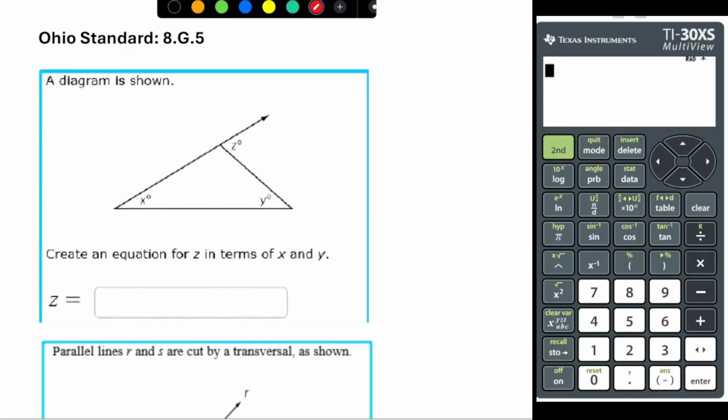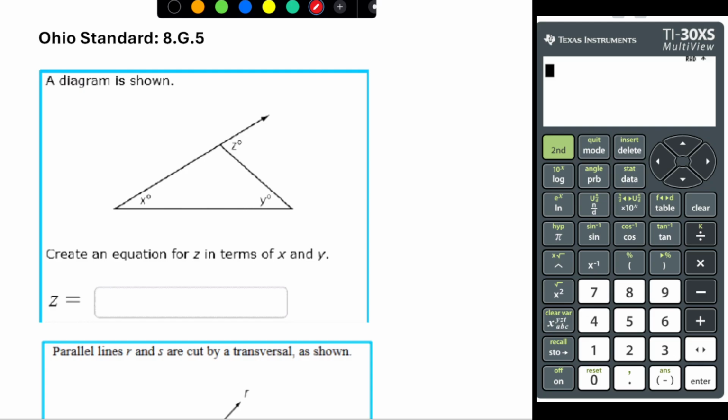All right, we are back for another Ohio State test standard review. Today we are talking about standard 8.G.5, which has a lot to do with angle relationships, parallel lines cut by a transversal, which I know during class was not a very popular topic. I get it. I'm hoping that we can make it more palatable with this video. So let's get right into it.